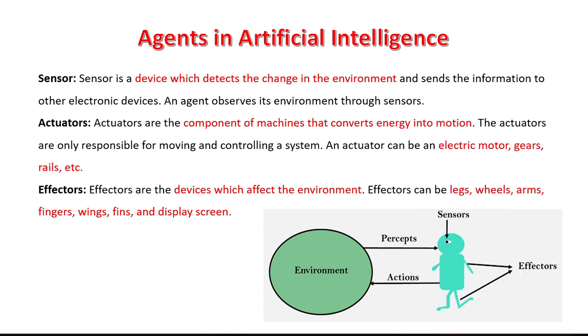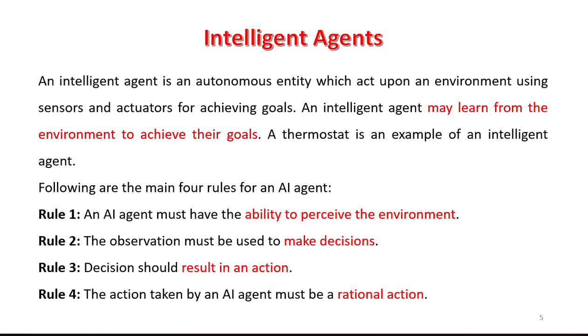Effectors. Effectors are the devices which affect the environment. What are the effectors? With the help of effectors, how will you move the data from one location to another location? The effectors can be legs, wheels, arms, fingers, wings, and the display screen also comes under effectors. Then we'll see what is meant by an intelligent agent.